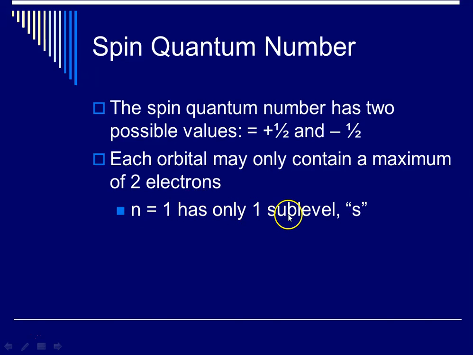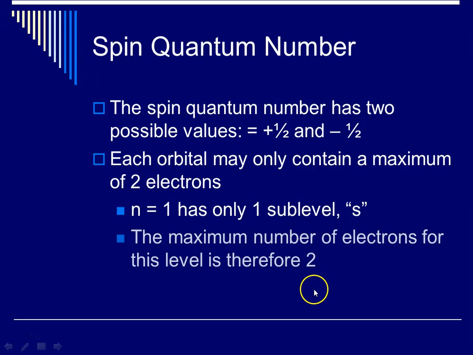So n equals 1 has only that one sublevel, as I said, which is called S. And the maximum number of electrons for this level is therefore 2. So if you're thinking about a p sublevel that has 3 orbitals, each of those 3 orbitals can contain 2 electrons, so 3 times 2 equals 6, for instance.